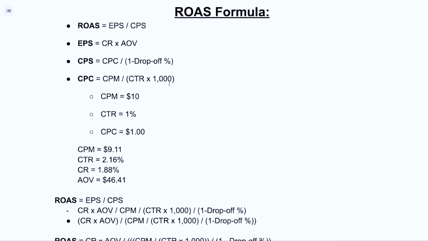Then if you're looking at it and you're like, okay, I don't like the number that it's showing me, I'm getting a bad ROAS currently, what can I do to improve it? The answer is two things. Either I can increase the earnings or I can decrease the cost. Ideally, we'll do both, but you can only do one at a time.